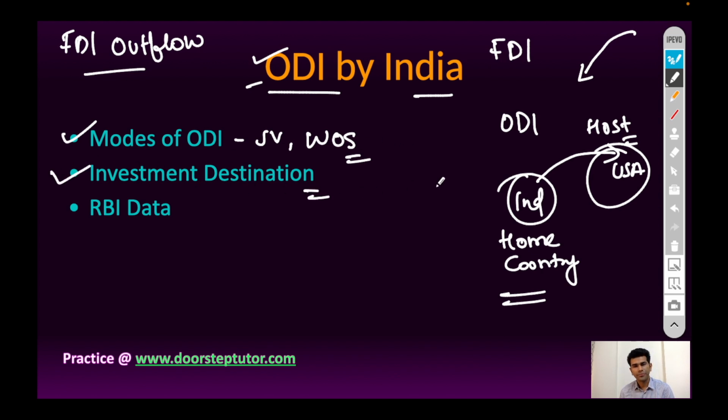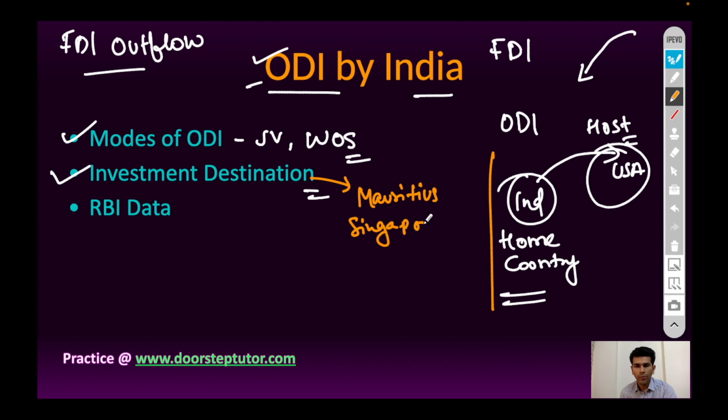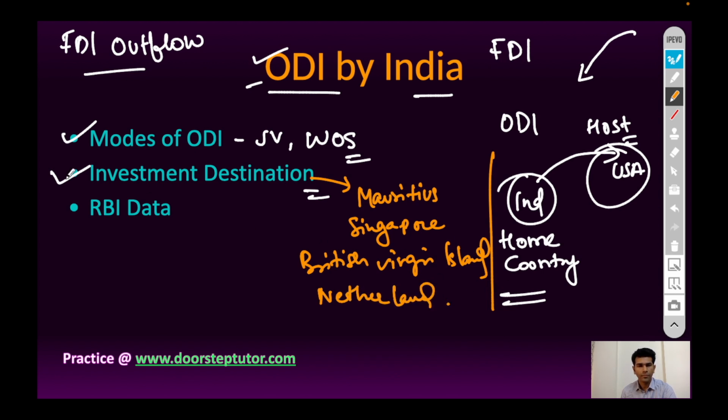Investment destination. Major investment destinations for Indians are Mauritius, Singapore, British Virgin Island, Netherlands, due to tax benefit in the country. RBI data is released every year, every month on the website. By 2022, the ODI was 17.53 billion US dollar.